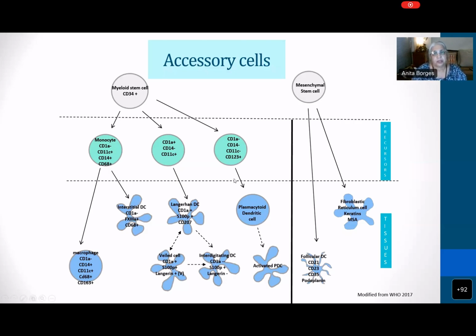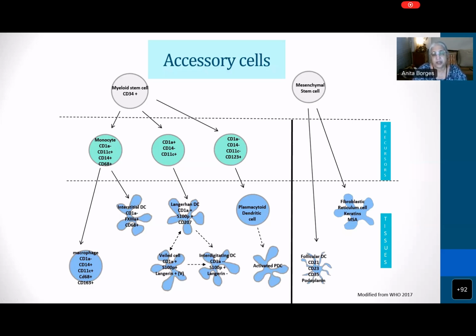All right, now that we've talked about the accessory cells that come from the myeloid lineage, let's go quickly to the mesenchymal stem cell. We do not know what the precursors are, because I don't think we are able to identify them in any particular site; the mesenchymal cell is a very plastic cell. But there are two interesting forms. One is the follicular dendritic cell, which is seen in the follicles of the lymph node, and without the follicular dendritic cell, a follicle could not form.